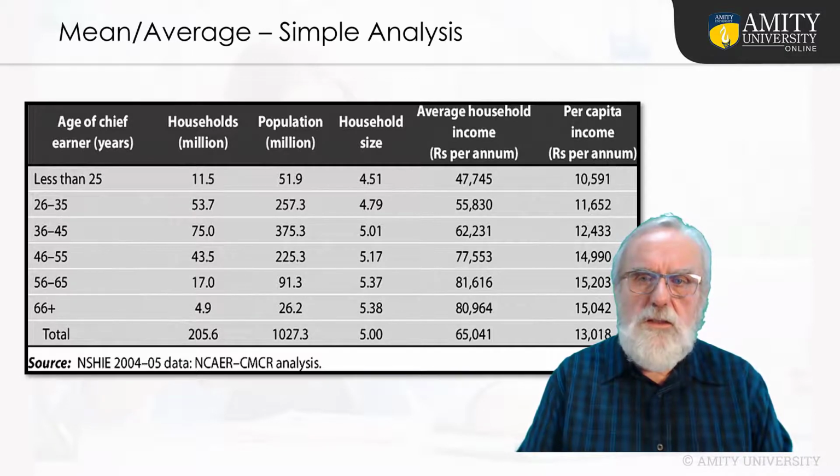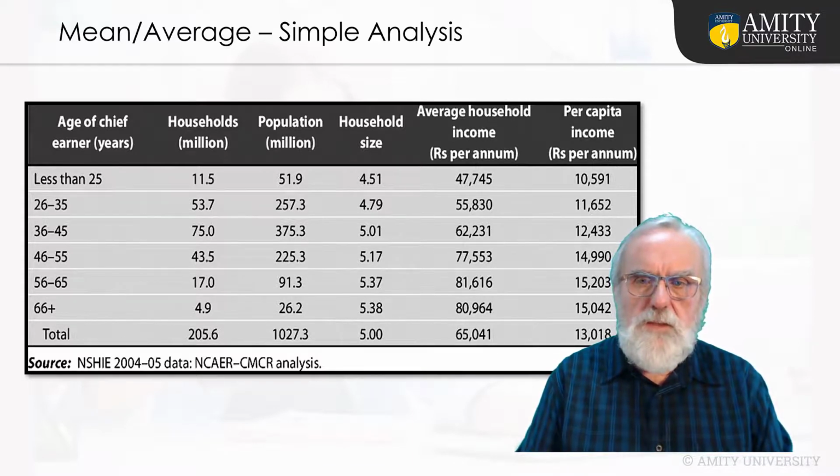Then we have the household size, which in this case is the total population divided by the number of households. So it's 51.9 divided by 11.5, which for the very first one equals 4.513, and we can round that to 4.51 people for those households with chief income earners less than 25 years old.